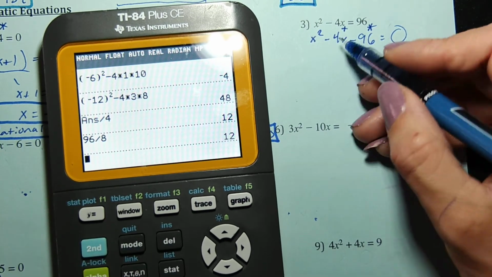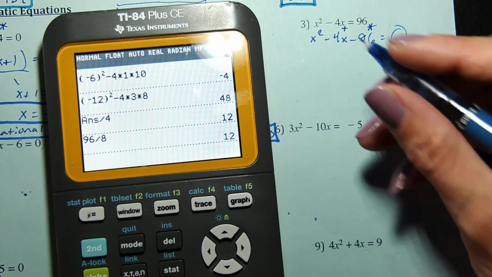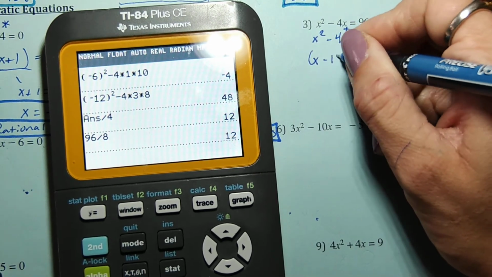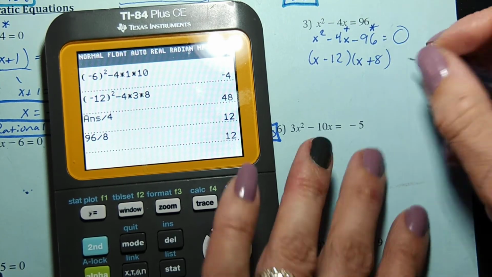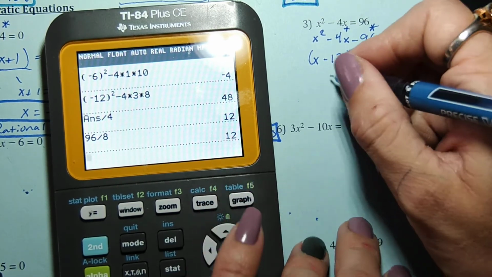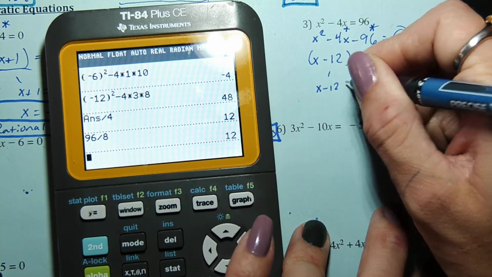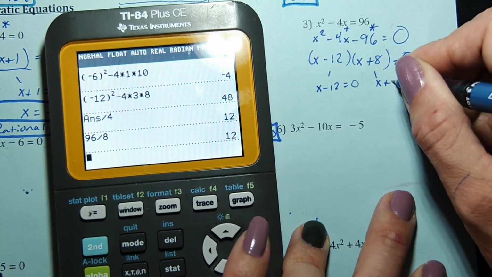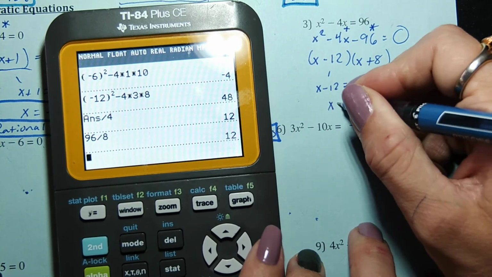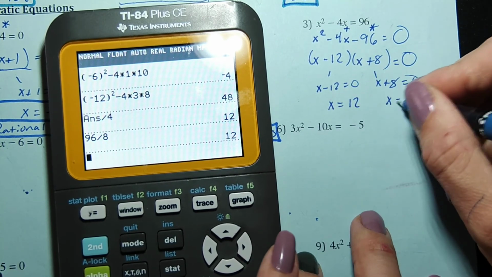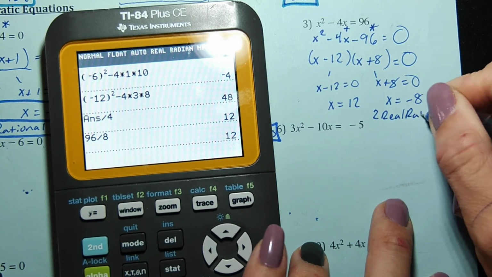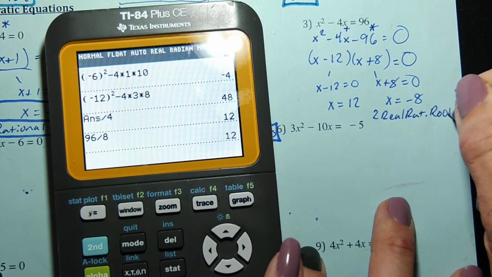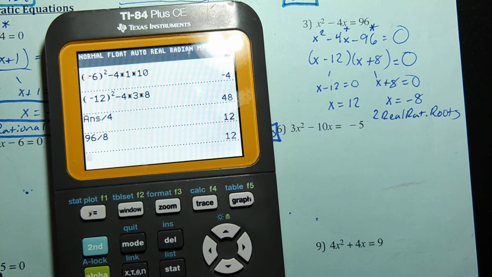Which one do I want to be negative to get the sum number to be -4? The 12. So x minus 12 and x plus 8. Product of -96, sum of -4. So either x minus 12 equals 0 or x plus 8 equals 0. X is 12. X is -8. 2 real rat roots. We're going to start abbreviating rational because I want to.